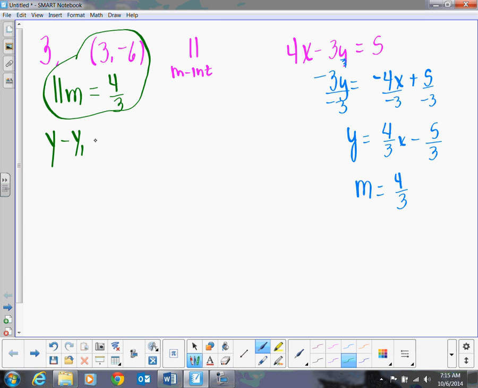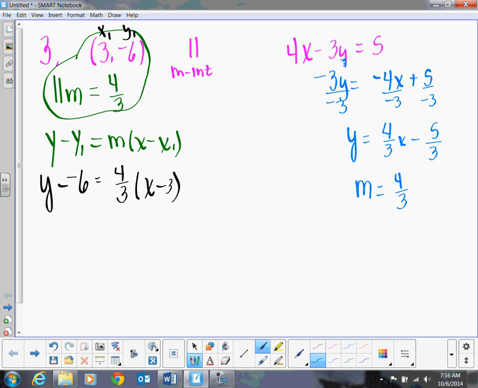I'm going to choose to do y minus y1 is equal to m times x minus x1. So this is my x1, this is my y1, and there is my slope. So this will be y minus -6 is equal to 4/3 times x minus 3. At this point in time, I don't care what final form it needs to be in. I would do this regardless of what it said.